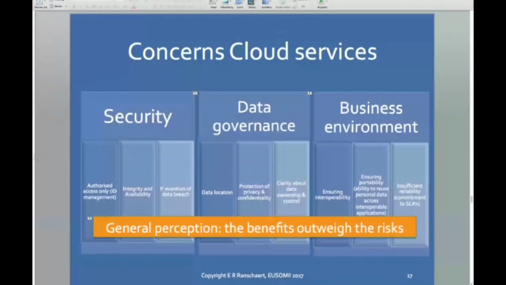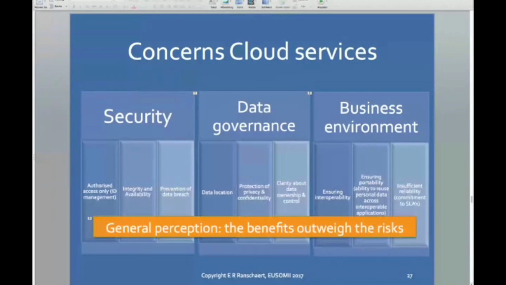And can the data breaches be prevented? There are also some concerns about data governance. Where are the data located? Do we know that? Is there sufficient protection of data, of patient privacy and confidentiality? And is it clear enough who owns the data and who controls them?